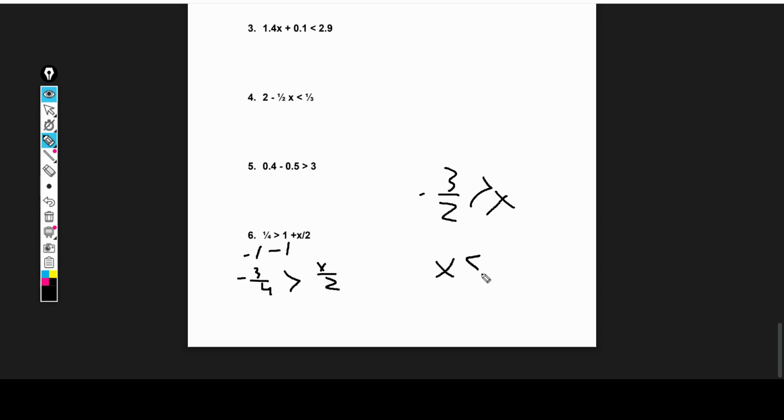If you want, you can switch it around. X is less than. When you switch things, you also have to switch the direction of the inequality, of course. The pointy bit is pointing at x here, and the pointy bit is also pointing at x here. And so we have x is less than negative 3 over 2, or negative 3 over 2 is greater than x. That's the end of this lesson.